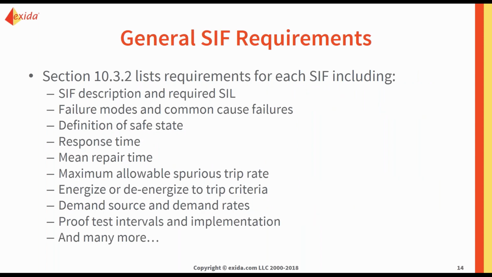There are obviously going to be requirements for each SIF. So you have your general SIF requirements, basically a description of the SIF, and of course that required SIL level, any failure modes and common cause failures, a definition of what the safe state is, the response time and the mean repair time, the maximum allowable spurious trip rate, so how often do you want your plant to have a spurious trip, energize or de-energize to trip criteria, demand source and demand rates, proof test intervals and implementation, and there's a lot here. And so that should give you a taste of all that is included in the safety requirements specification. It's obviously not just going to give you your target SIL. You need to understand how these SIFs will be implemented, how they will affect the plant, and how the design team should design them.